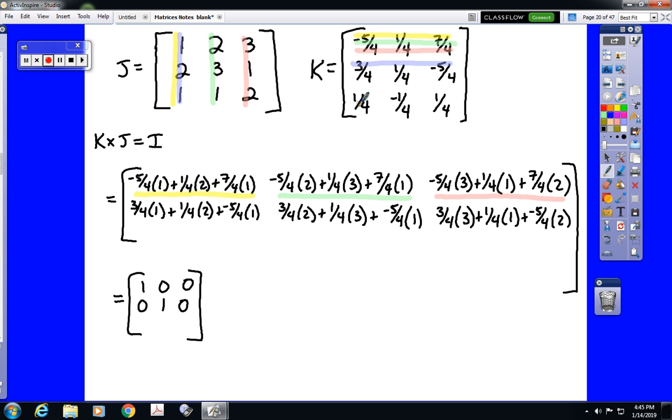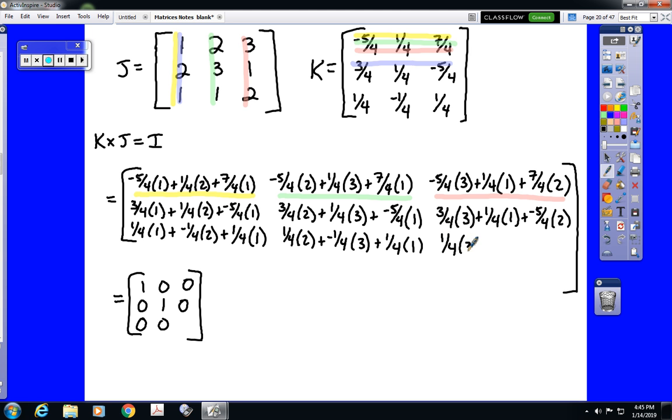So then we move to row 3 times column 1, which would be 1/4 times 1 plus negative 1/4 times 2 plus 1/4 times 1. That is 0. Onward we go. 1/4 times 2 plus negative 1/4 times 3 plus 1/4 times 1. That is 0. And finally 1/4 times 3 plus negative 1/4 times 1 plus 1/4 times 2. That's 3/4 minus 1/4 would be 2/4 plus 2/4 would be 4/4 or 1.